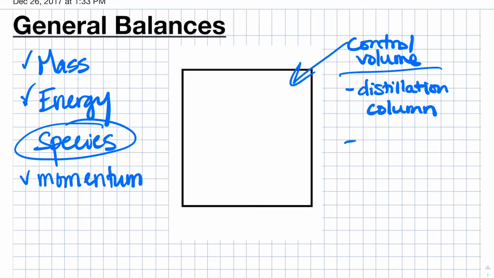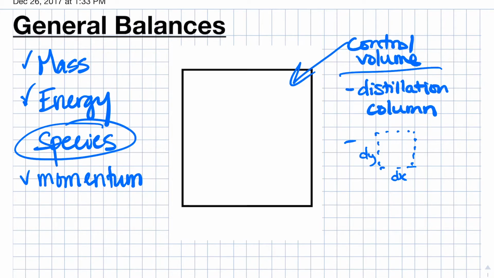Or it could be something as small as a box that has dimensions of dy, dx, like that. It could be differentially small. That's the beauty of a control volume. So what we're looking to do is to account for mass, energy, momentum, or species that are going in and out of this volume, or that are inside of the volume.